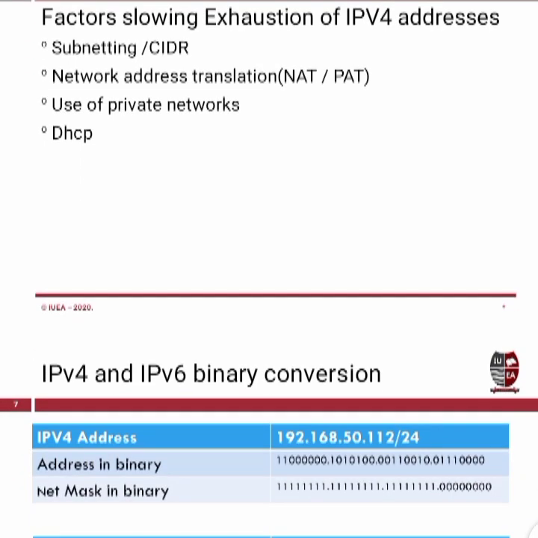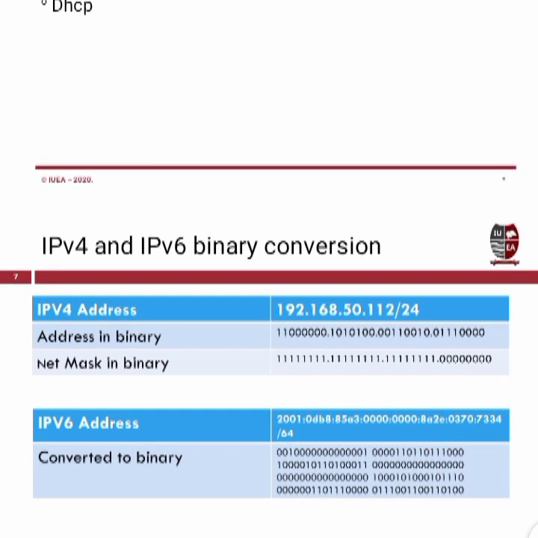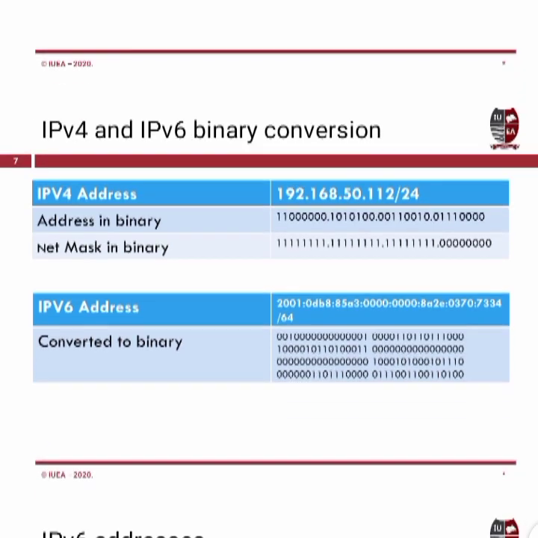Factors slowing exhaustion of IP version 4 addresses: subnetting, CIDR, network address translation, use of private networks, DHCP.